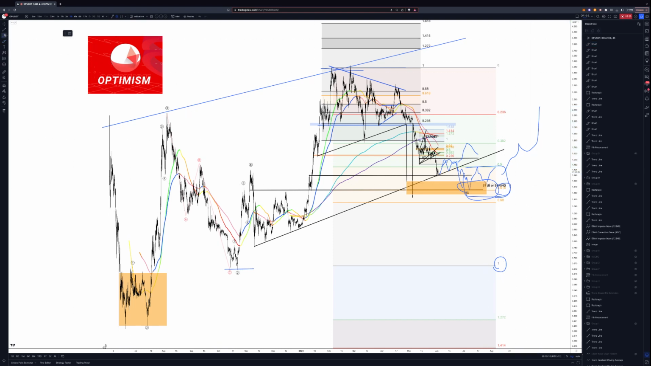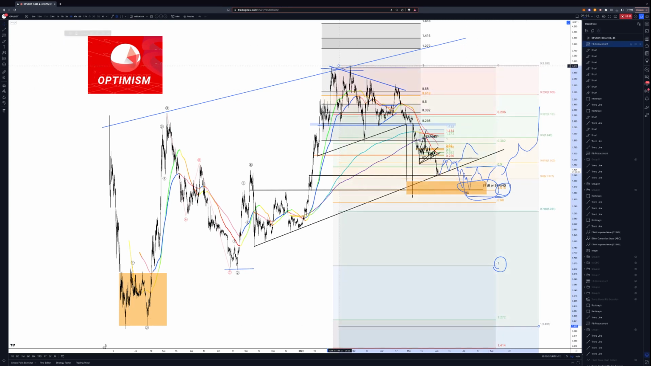The other is if we do this and go all the way to the bottom, and you can see the 618. So if we move it across, you can see the 618 was there, found support, and we lost that. So that's why I thought this could be a potential reversal, but not the case.